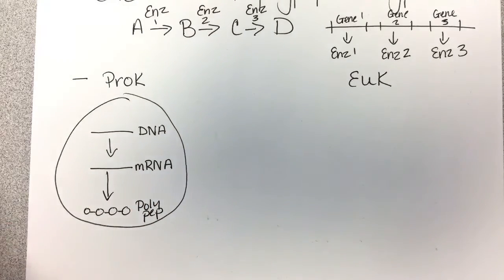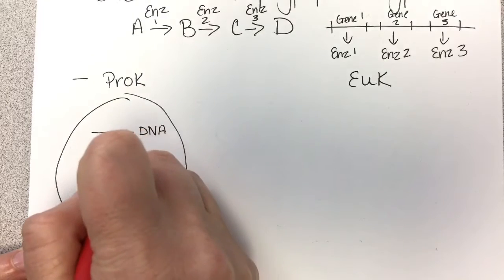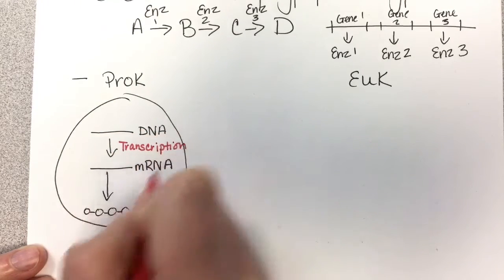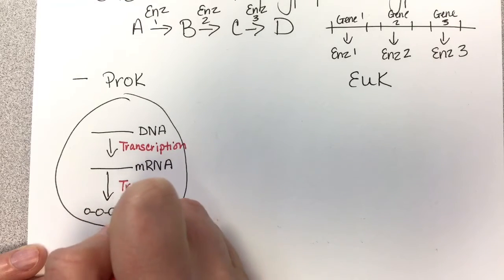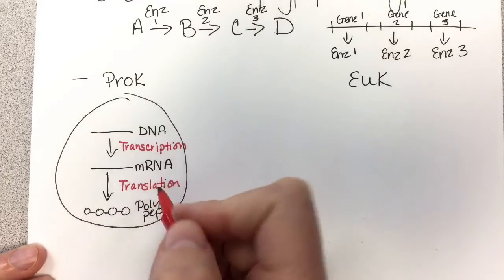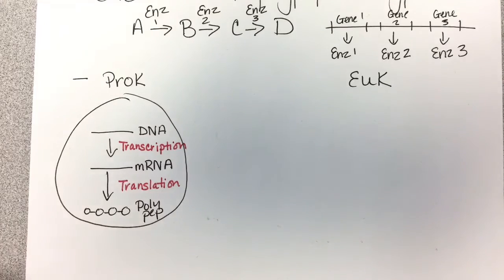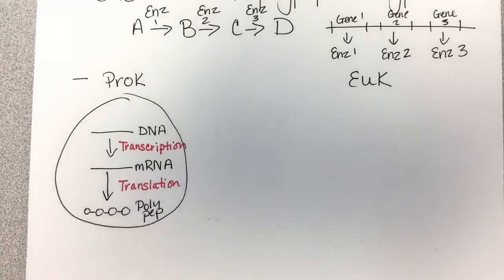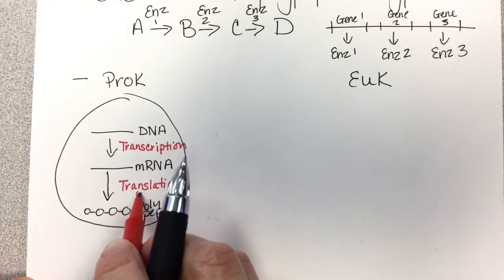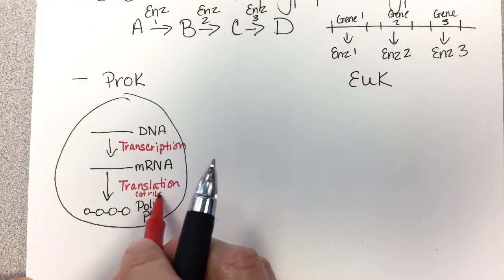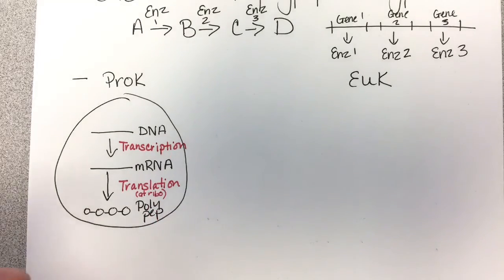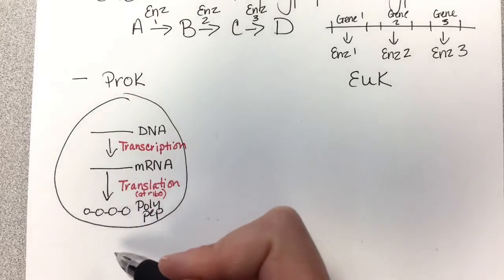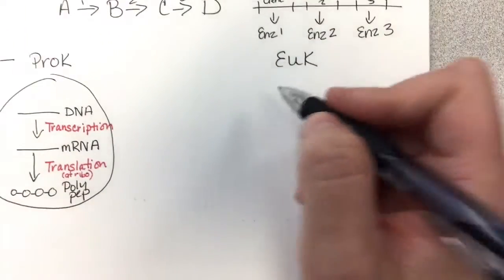So what are these processes called? This one is transcription. And this one is translation. And this all occurs in the cytoplasm. And I should say that translation occurs at the ribosome. I didn't draw that in. At the ribosome, converting mRNA into a polypeptide. And so prokaryotic cells have one less step than eukaryotic cells.